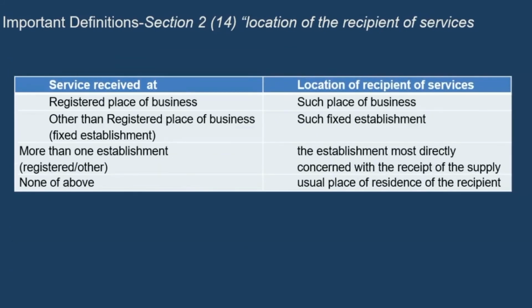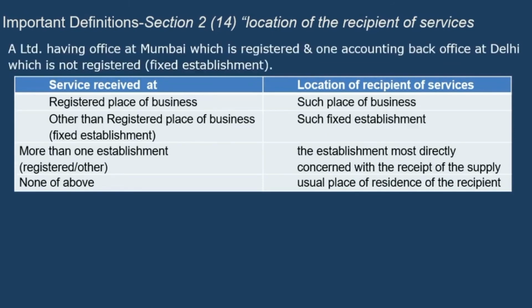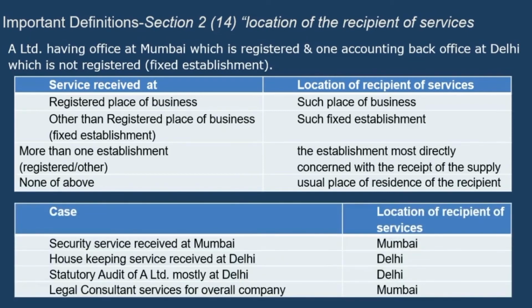With this chart, services received and location of recipient. A Limited is having its office at Mumbai, which is a registered place of business, and one accounting back office at Delhi, which is not registered, because it is not providing any services to outsiders. It is only accounting work that is carried out at the Delhi office. So it is not registered. It is a fixed establishment. Now, let us try to understand one by one. What will be the location of recipient in these cases?